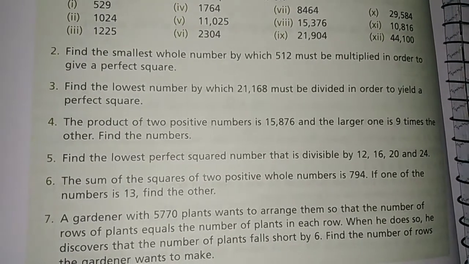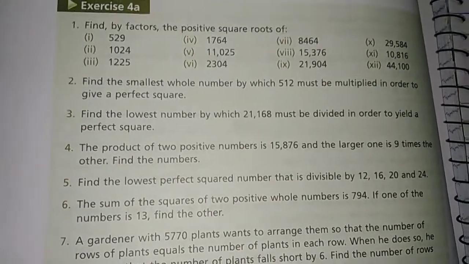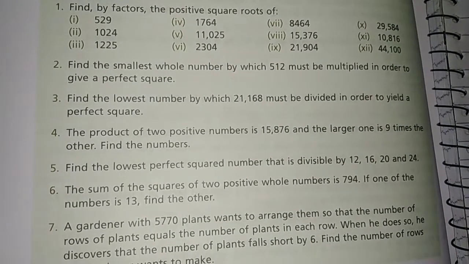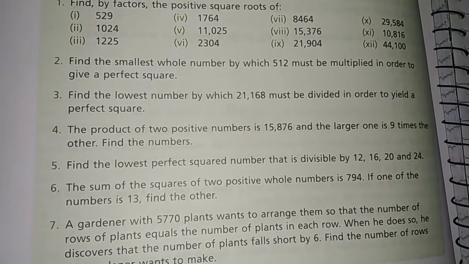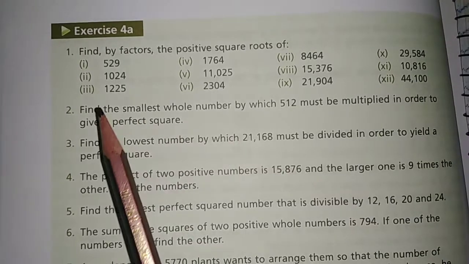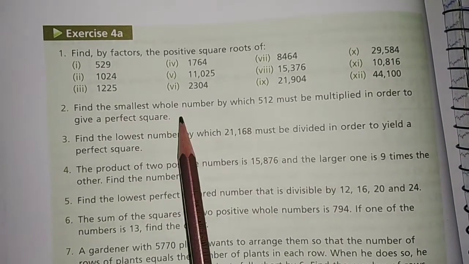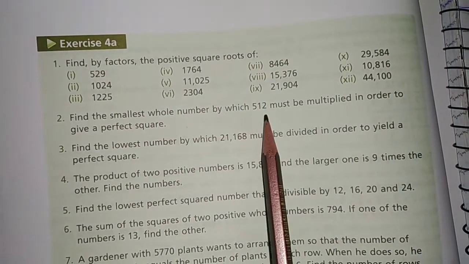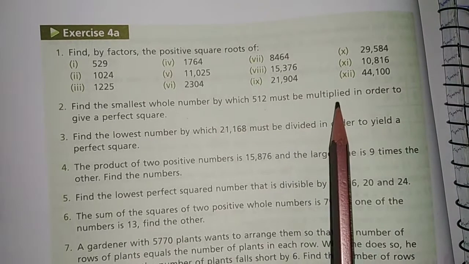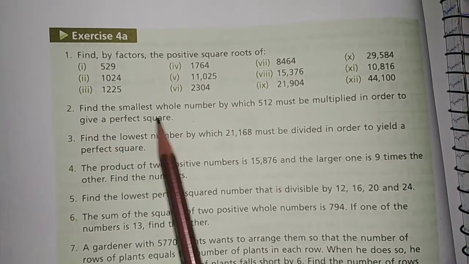Assalamu alaikum students, class 7, exercise 4a, question number 2. Now we have to do the real life problems related to square root. So first, question number 2 is: find the smallest whole number by which 512 must be multiplied in order to give a perfect square.